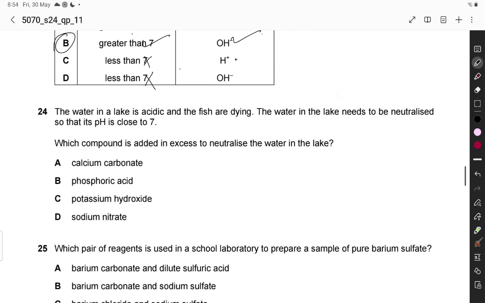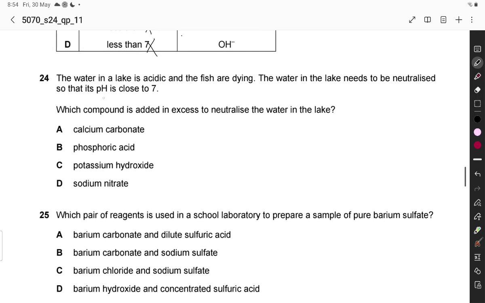So B option is correct option. Water in a lake is acidic and the fish are dying. The water in the lake needs to be neutralized so that its pH is close to 7. Which compound is added in excess to neutralize the water in the lake?